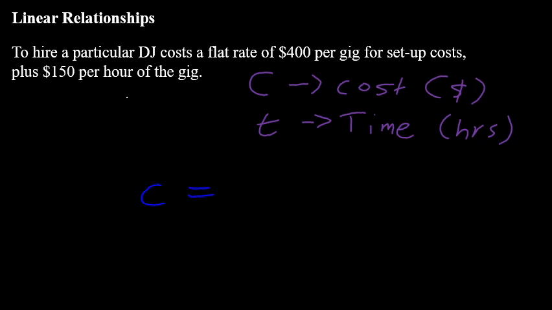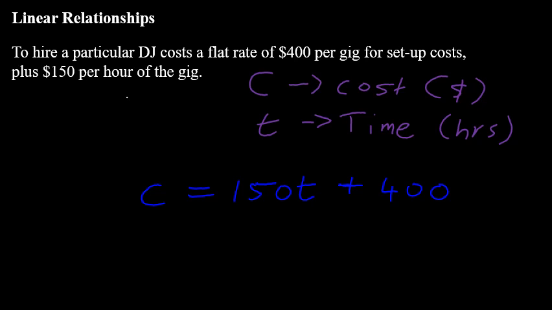So what does the total cost equal? Well, it's $150 per hour. So that means that for every 1 hour, it's another $150. So I need to do 150 times T. And then there's an extra $400, which is a flat rate and doesn't depend on the time of the gig at all. So I get this equation here, C equals 150T plus 400, or in the language of the question, the total cost of hiring this DJ will be $150 times the number of hours that the gig will go for, plus $400 for setup costs.